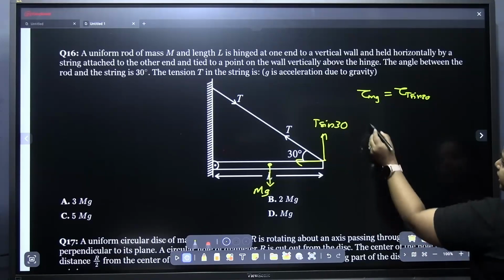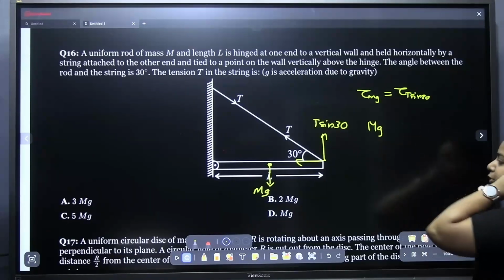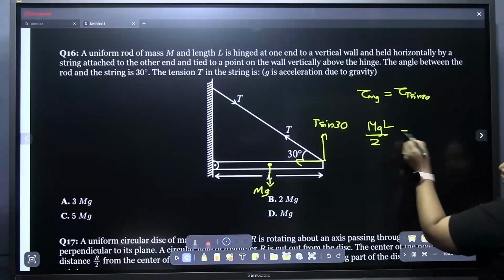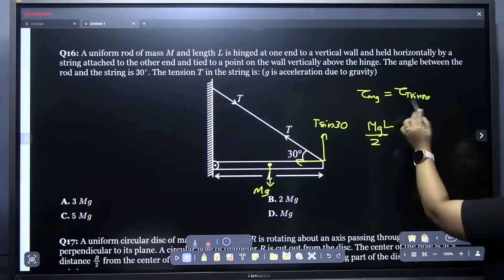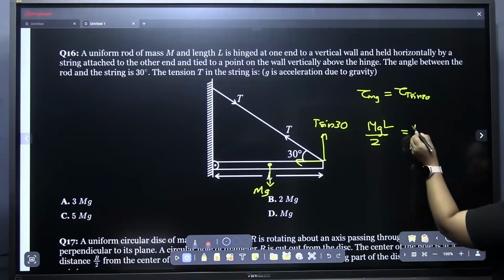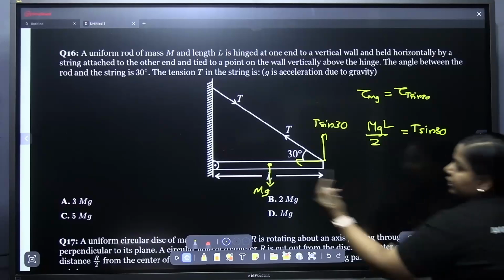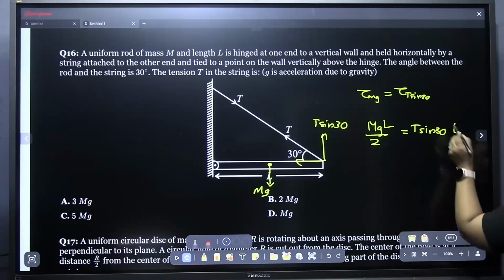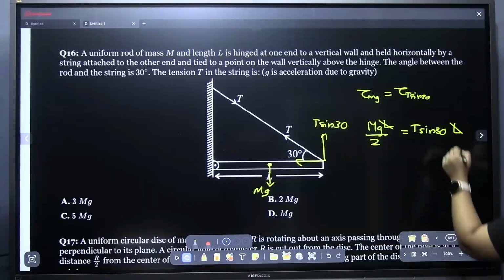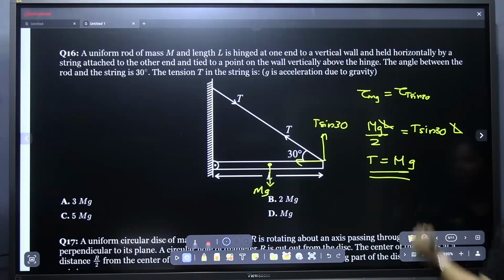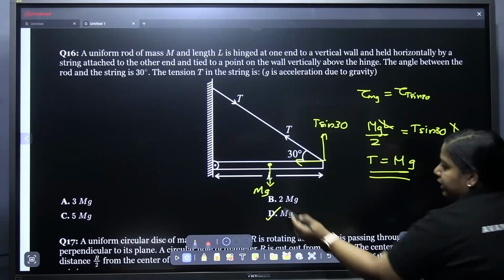Torque due to mg is force into perpendicular distance, which is L by 2, and that equals the torque due to tension, which is T sin 30 into perpendicular distance L. The L's cancel, sin 30 is 1 by 2, so T equals mg. Answer is option D.